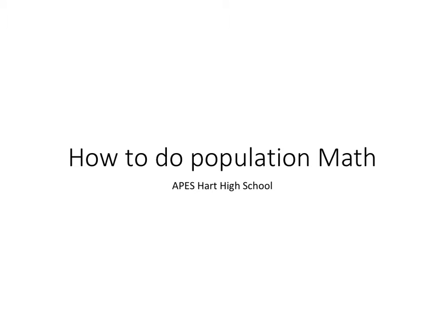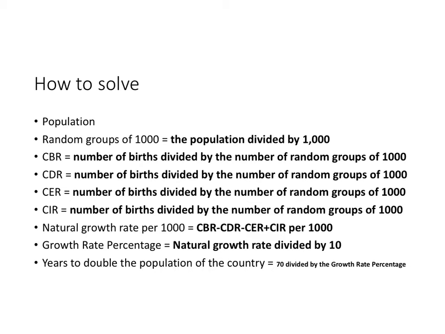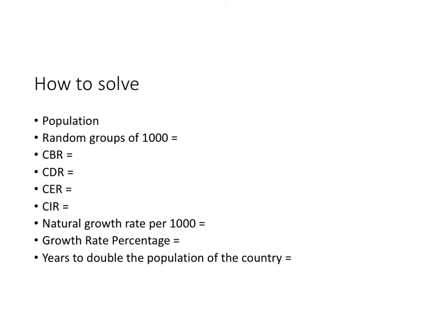Okay, so the population math problem we're going to do today is one on a country of 20 million people. You need to glean the information out of the question in order to have all the numbers that you need. The equations that you see on this page will help you figure out how to calculate the random groups of 1,000, the crude birth rates, the crude death rates, the crude emigration rates, the natural growth rate per 1,000, the growth rate percentage, and the number of years it takes that country to double in population. So let's get started.